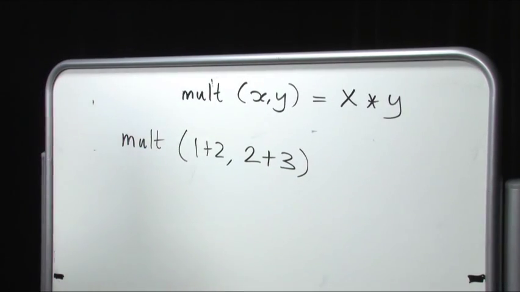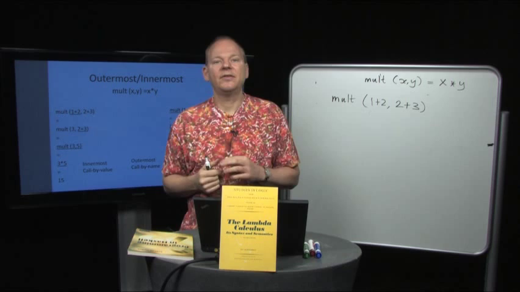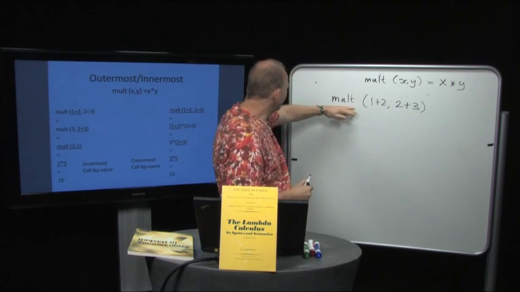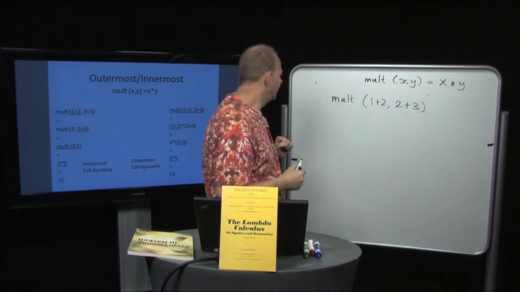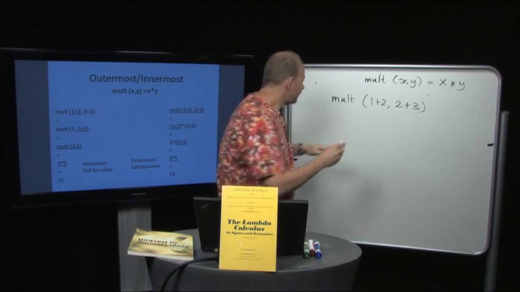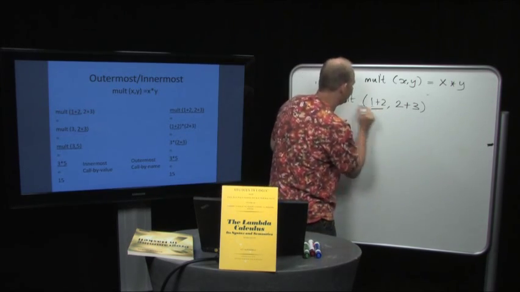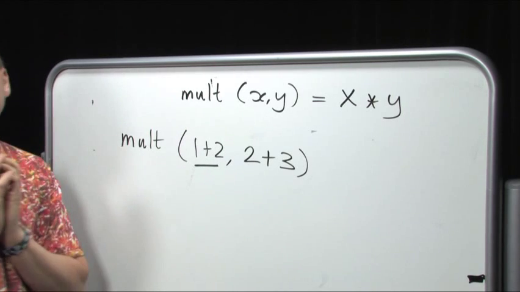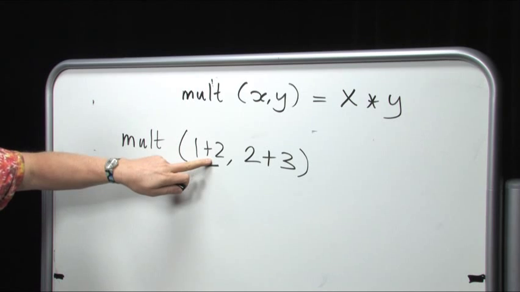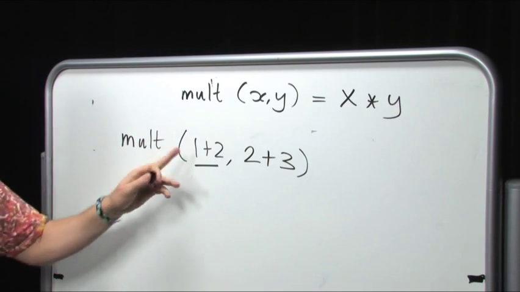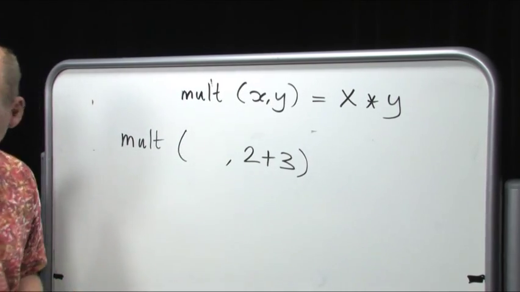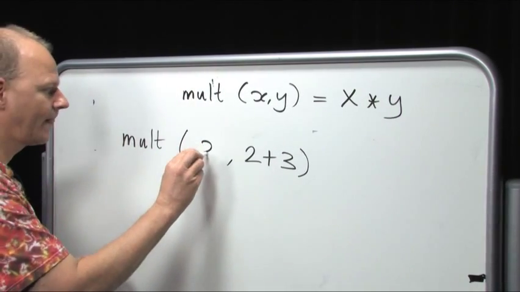And again, I can do this in different orders. For example, if I look at the leftmost, innermost redex, then I get this guy. So this is something that's a redex. I can execute that, I can simplify it, and there's nothing nested inside it. So what I will do is I'll execute that one and replace the value by 3.